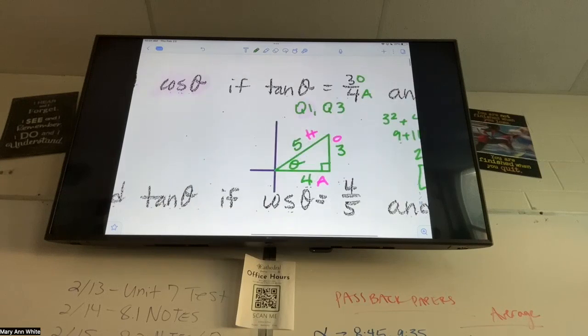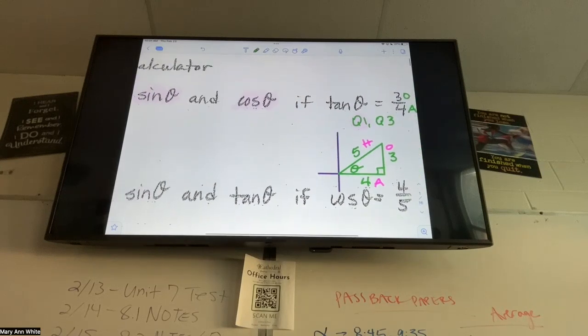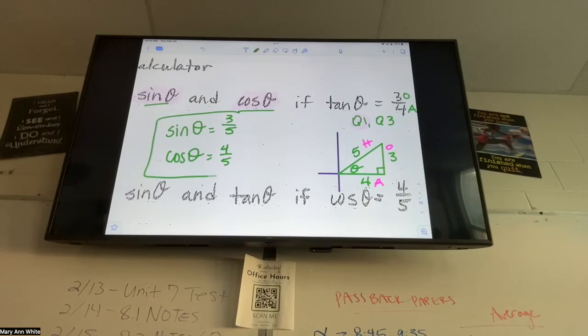All positive. Perfect. Okay, now using that triangle, let's label our sine and our cosine. Sine of theta is going to be 3/5. Is that good to you guys? And then cosine theta is 4/5. Right, that wasn't too bad, was it? Can you start the next one without me?